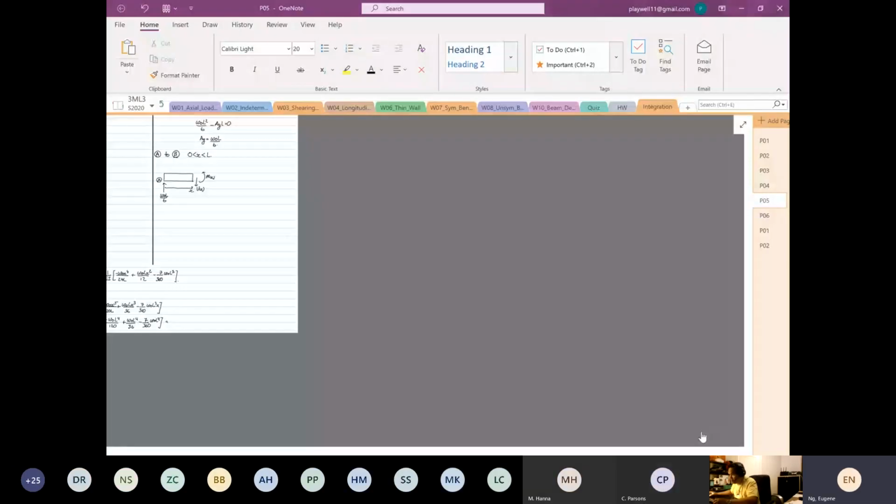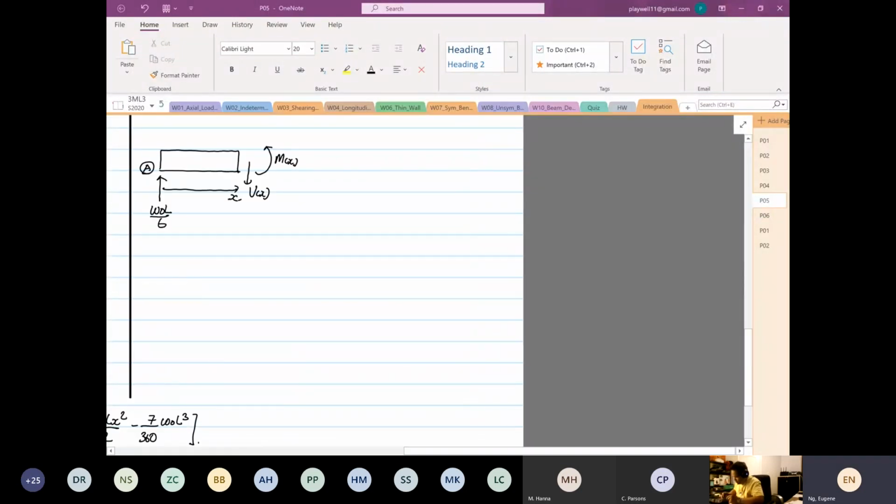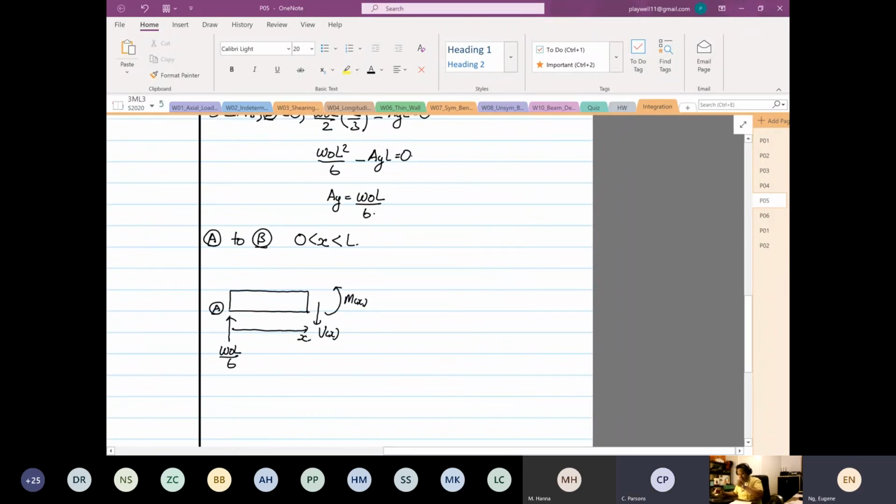Can you hear me now? Yes, we could hear. Okay, good. I'm back again, but I have not a clue whether the screen is back. Yeah. Well, okay, the screen's back.